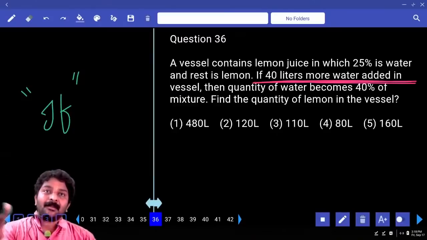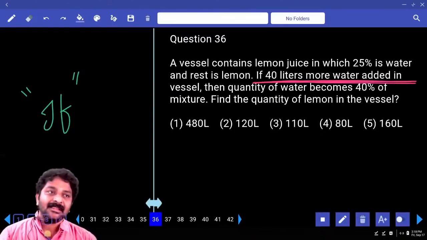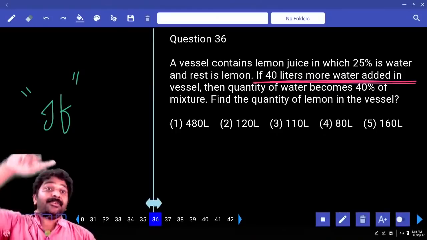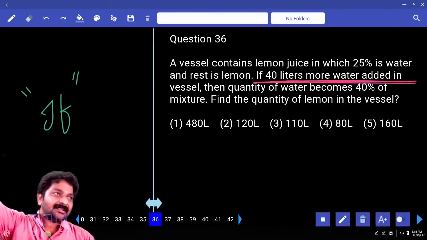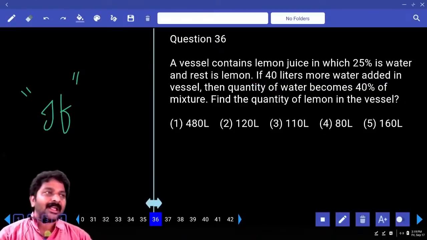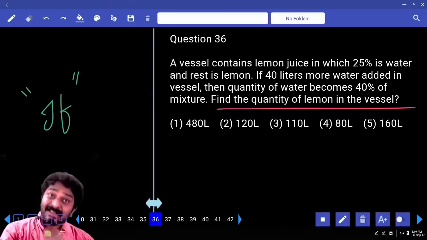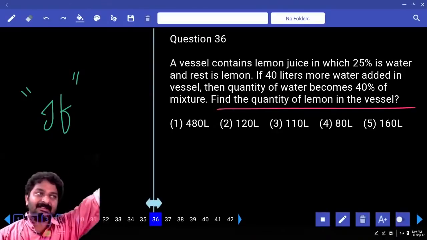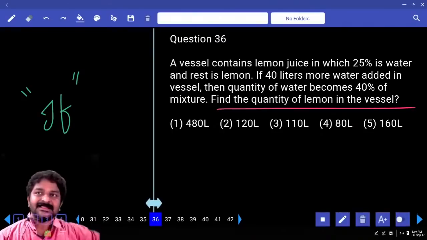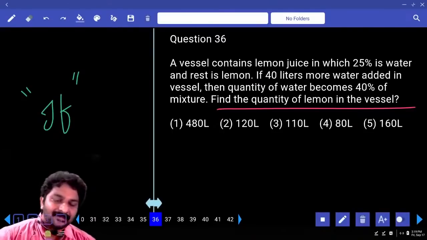If you get a job, you'll get 40,000 rupees salary every month. Will you get salary this month? Will you get salary next month? If you get, that is the if clause. Understood? The condition is not actually true there. In this question also, when you are asked to calculate, find the quantity of lemon in the vessel, it refers to the initial vessel, not the later case. Understood? Right.